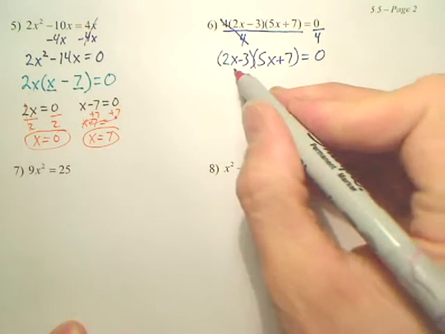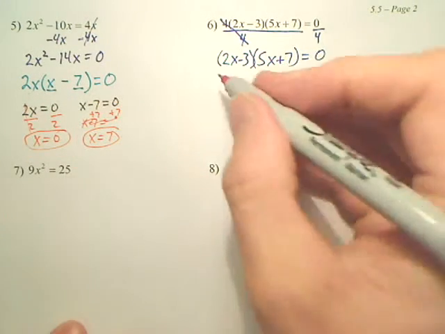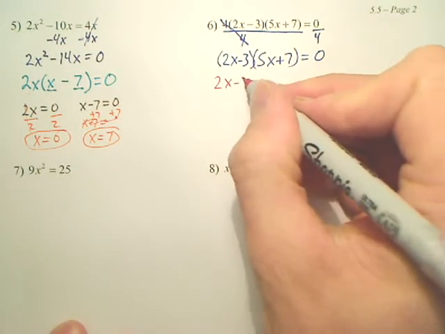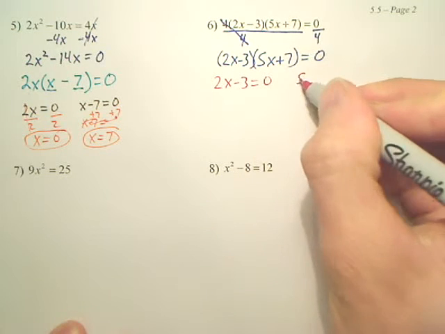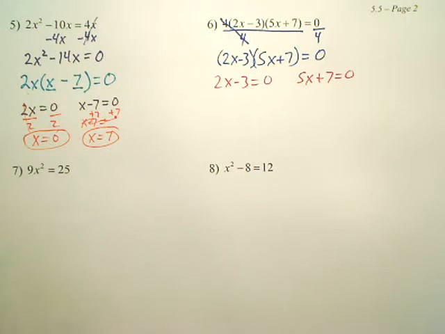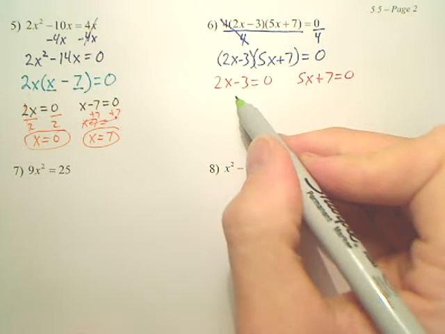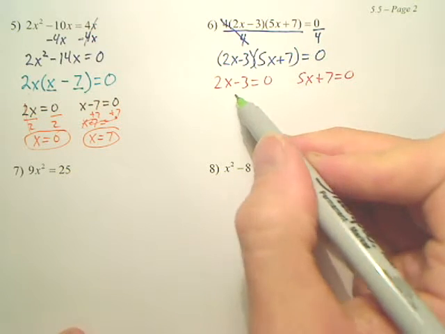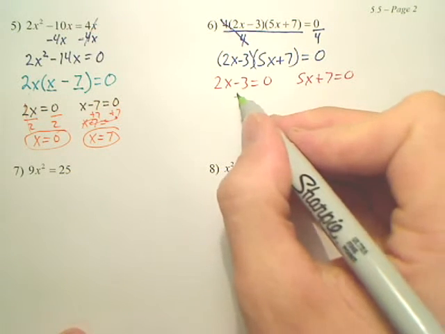Okay, now this is basically like this problem. You set each piece equal to 0. Except each piece in this situation, aren't they a little bit more difficult? It's a little bit harder to just stare at that and see your answer. This one you might have to do a little bit more work solving.